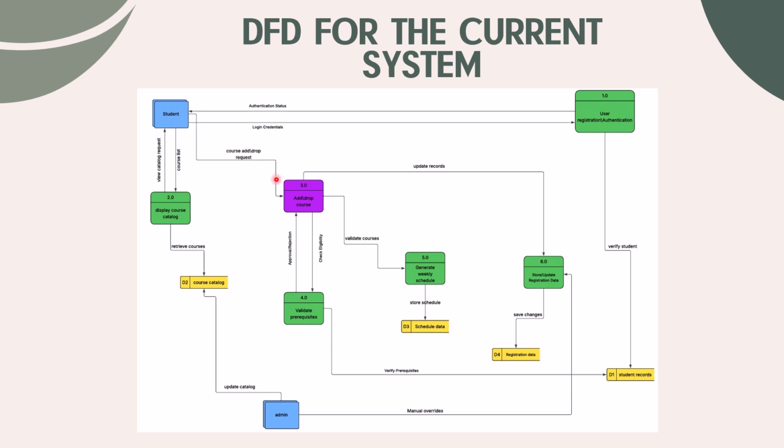After that, the student can now add or drop courses, and that doesn't happen before validating prerequisites first, which checks the eligibility. Is the student eligible to add this course? If yes, and validated, it is added and generated in his weekly schedule, and that information is stored in the schedule data store. All this information, all this record, is updated and stored in the registration data through this process right here. And let's not forget the admin, who updates the course catalog frequently and sometimes manually overrides the registration data. Let's move on.